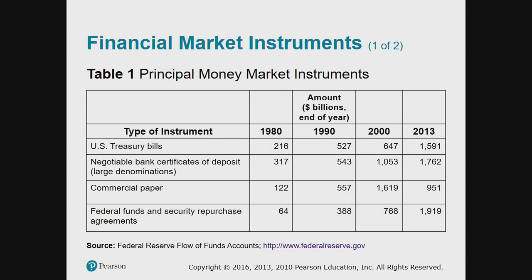So here are your money market instruments: treasury bills, negotiable bank certificates of deposit, so like large denominations of CDs that people keep in banks, commercial paper, and then federal funds and security repurchase agreements. Federal funds are the reserves that banks have to keep on hand at the Federal Reserve so that they maintain a certain buffer of funds to pay out depositors in case there's a run on the bank.